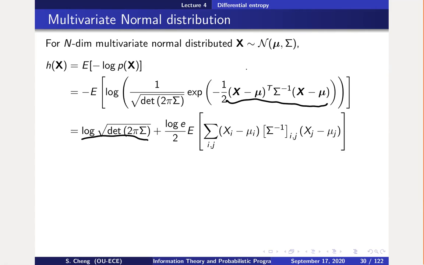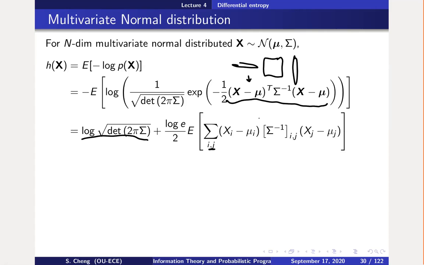Now this guy is just a product of a row vector with a matrix with a column vector, right? So I can just write that as a summation over i and j. Do you have any questions about that? This is simply expanding this product of matrices with a summation.